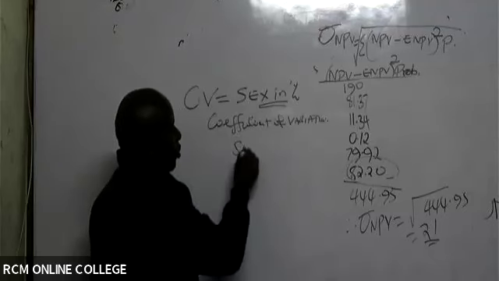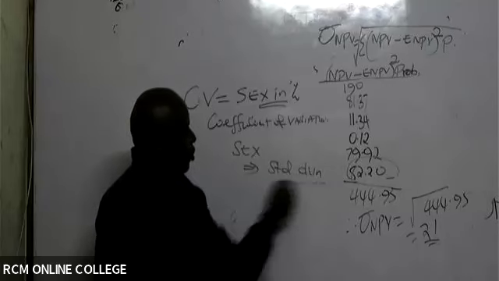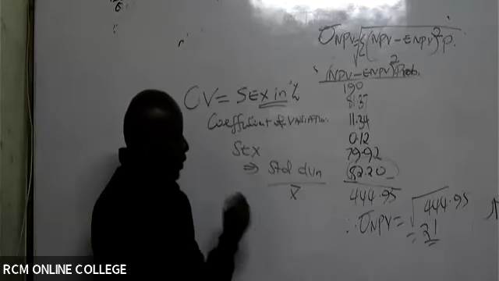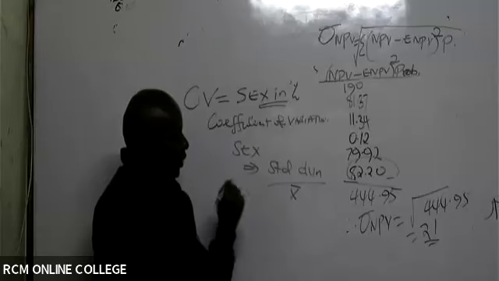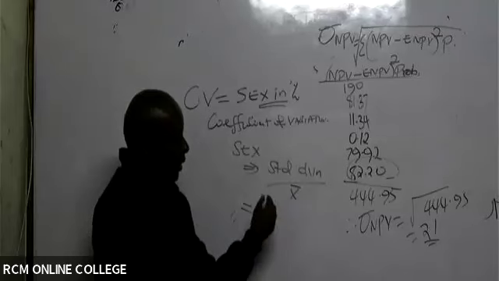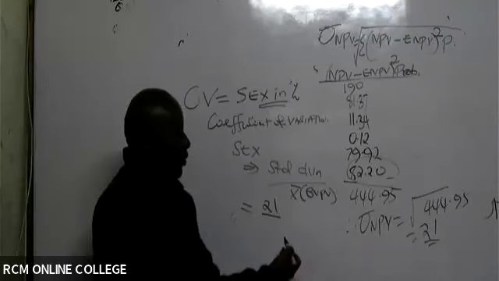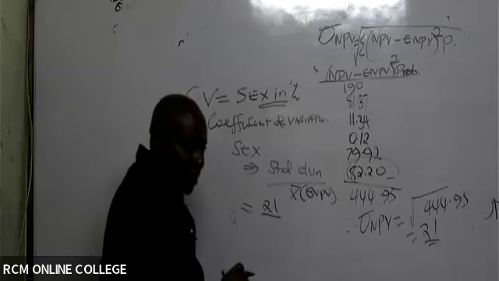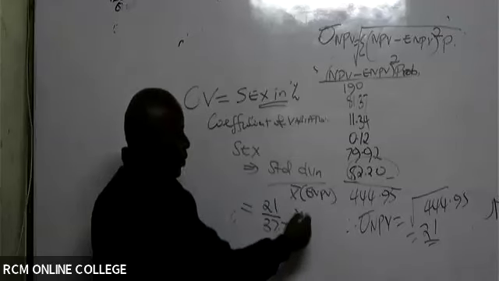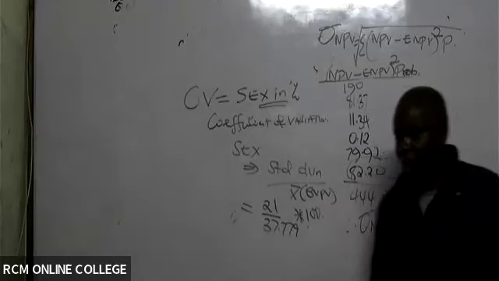When we talk about this, it will be the standard deviation over the mean. So what is the standard deviation that we got here, ladies and gentlemen? 21, isn't it? And the mean, of course, will be the expected net present value. Are you able to remember it? 37.779. Whatever we get, we say times 100.